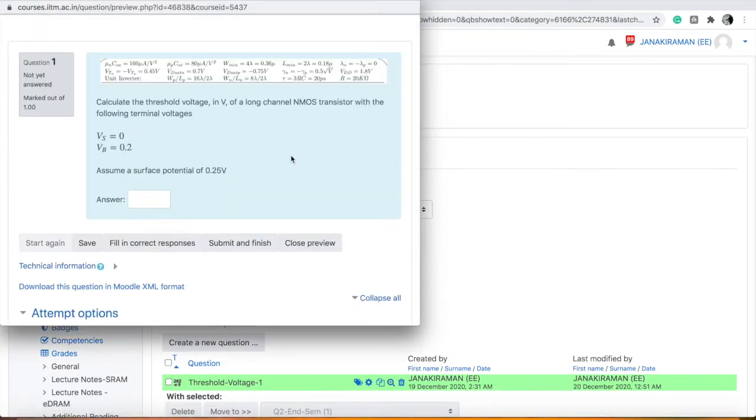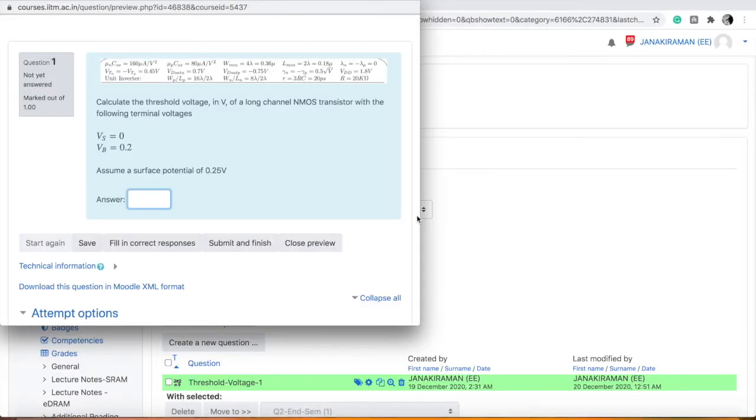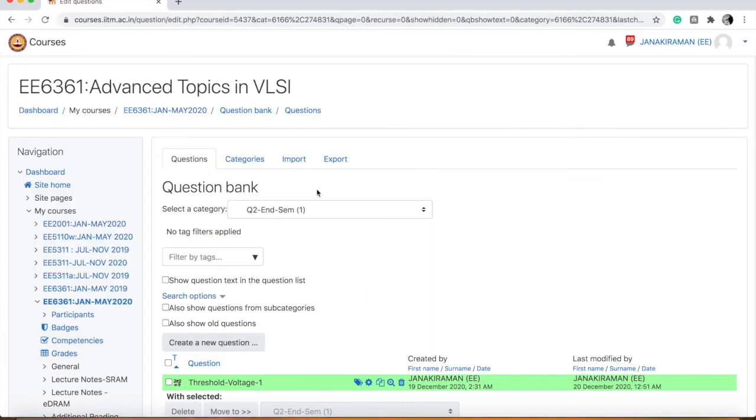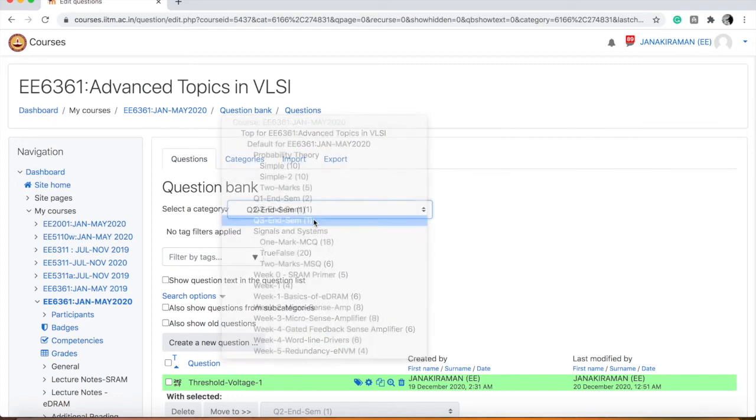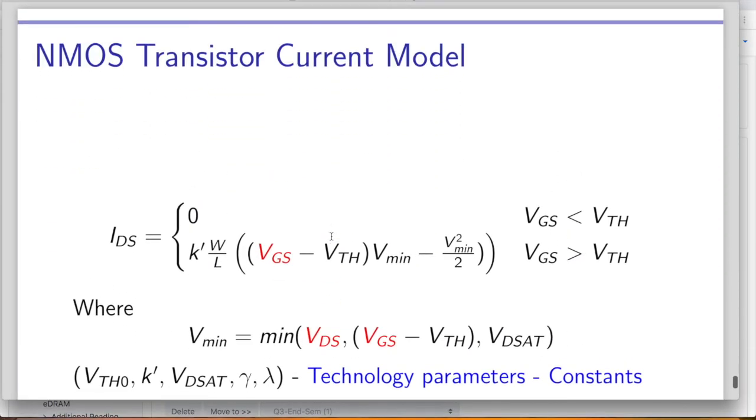Now if I click on this question, you will see that the first time it gets generated as 0 and 0.2. And of course now you can evaluate this equation exactly as per that equation that I showed here. You substitute these values and you will find that anything other than what satisfies that equation will be wrong. So this is actually quite good, but I'd like to show you that something even more non-trivial can be done. For that let me now proceed to the current equation of an NMOS transistor.